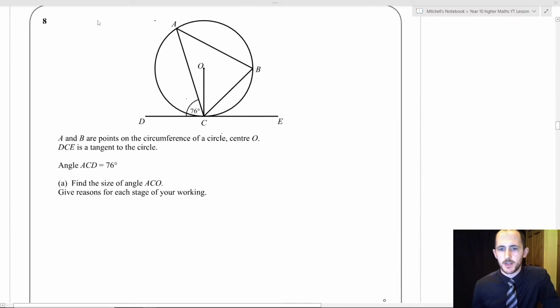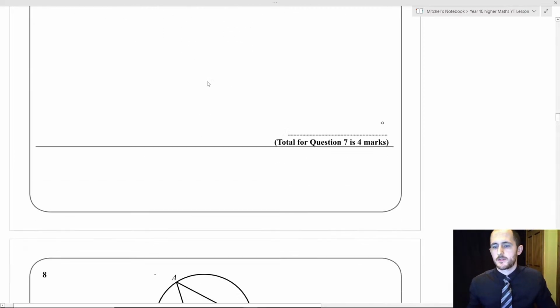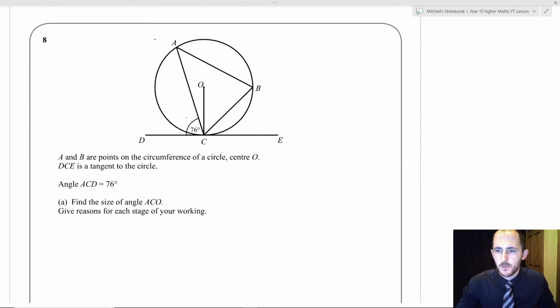Okay, so question 8. A and B are points on the circumference of a circle centre O. DCE is a tangent. Cool. ACD is 76 degrees. Find the size of angle ACO. So ACO, what we need to do here is actually make... Actually, I probably didn't really need to do that. Not yet, anyway. Whoops. That was a disaster. We're looking for this angle here.